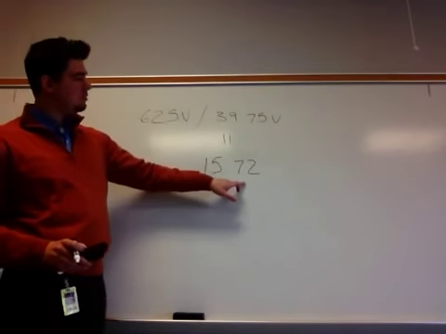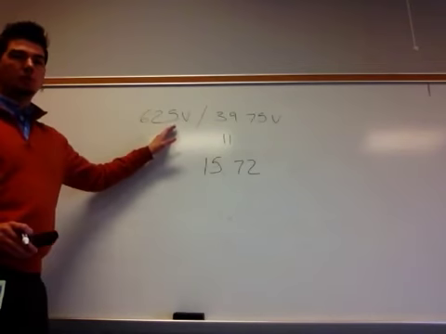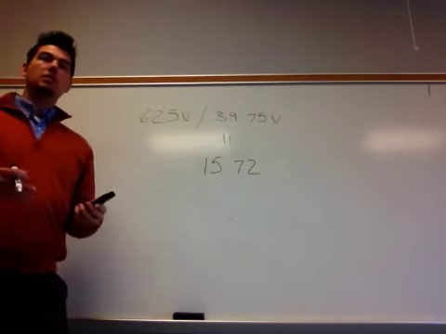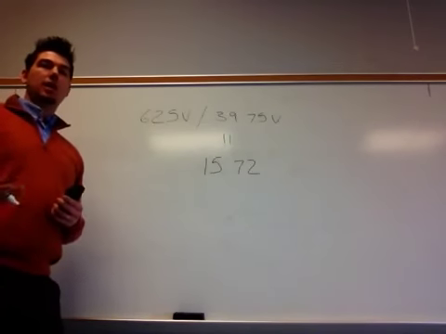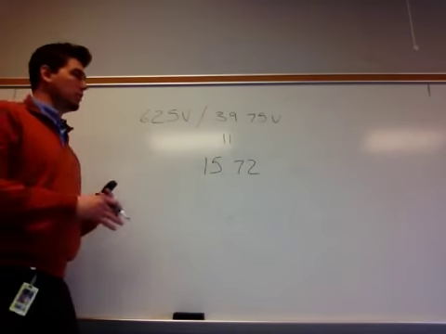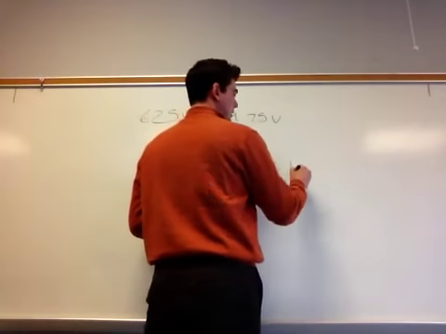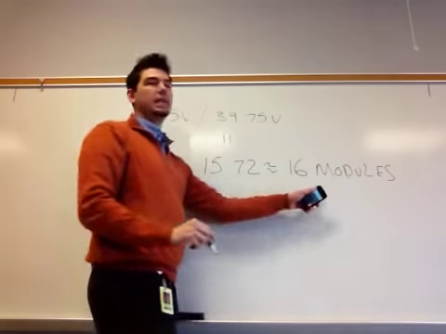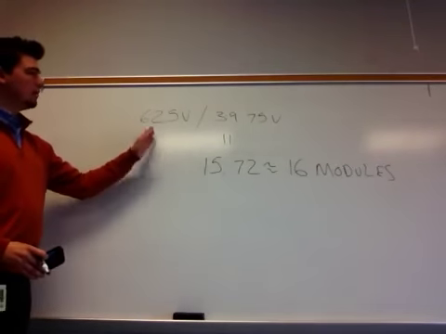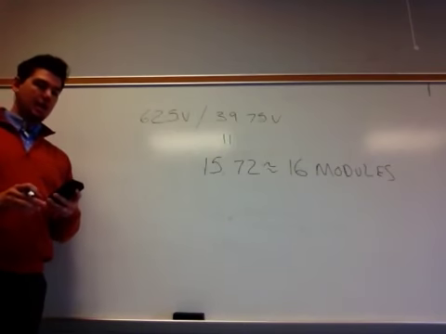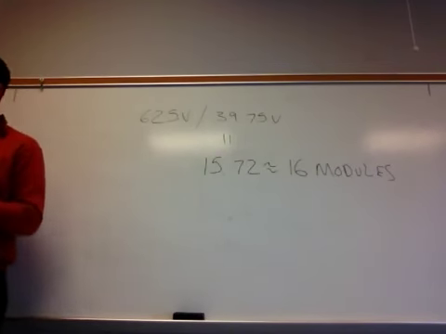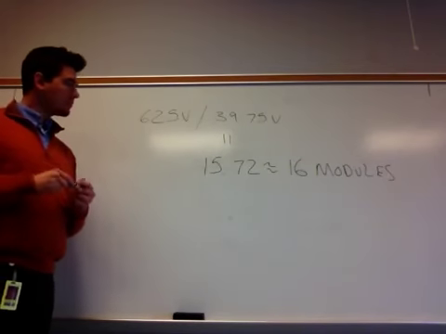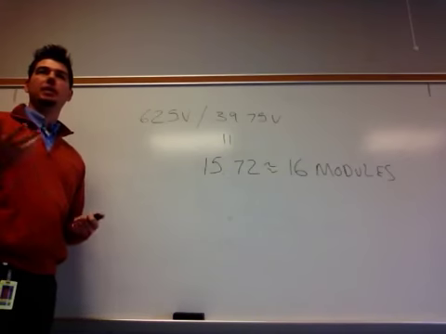So 15.72 modules will give me the 625 volts I need at 35 degrees Celsius. But since we're looking at minimum, instead of rounding down like we do for the maximum, we round up. So this is actually going to be 16 modules. That's how many modules I need in my array to make sure I'm getting the 625 volts at 35 degrees Celsius. Then it's just rinse and repeat for the rest of them, and do the opposite for the maximum.